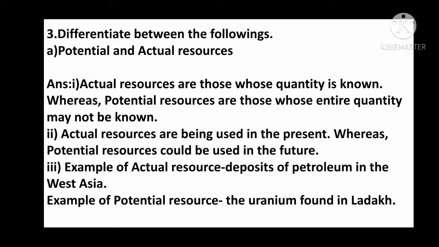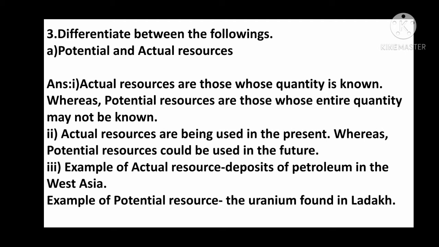Now question number 3. Differentiate between the following. A. Potential and actual resources. Now what is the difference between potential and actual resources? The answer is, number 1: actual resources are those resources whose quantity is known, whereas potential resources are those whose entire quantity may not be known.